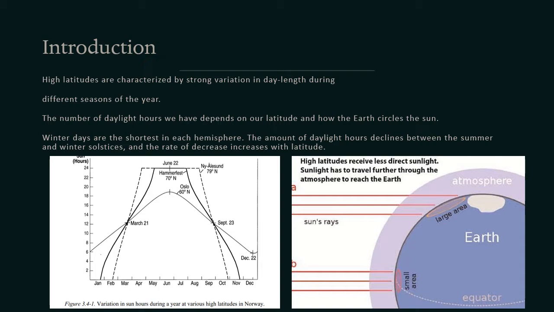And as you can see here in my graph on the left-hand side, it shows the variation in sun hours during the year at various latitudes in Norway. And if you look here in November, let's say, they would get 6 hours of daylight, and then it would be all dark.